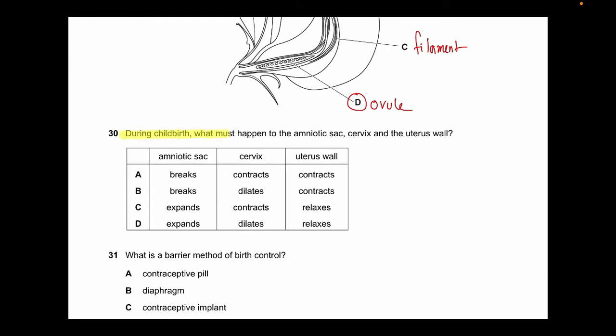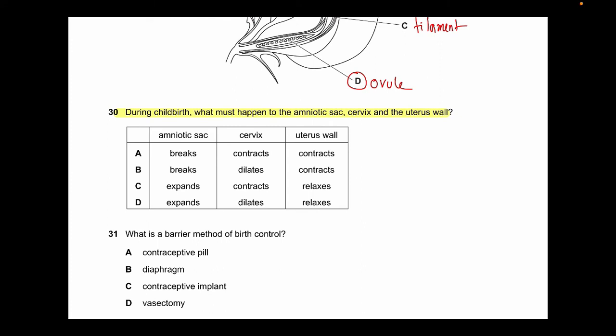During childbirth, what must happen to the amniotic sac, cervix, and the uterus wall? The amniotic sac definitely needs to break in order for the baby to come out. The cervix must dilate and the uterus wall must contract to push the baby out. So 30, option B.